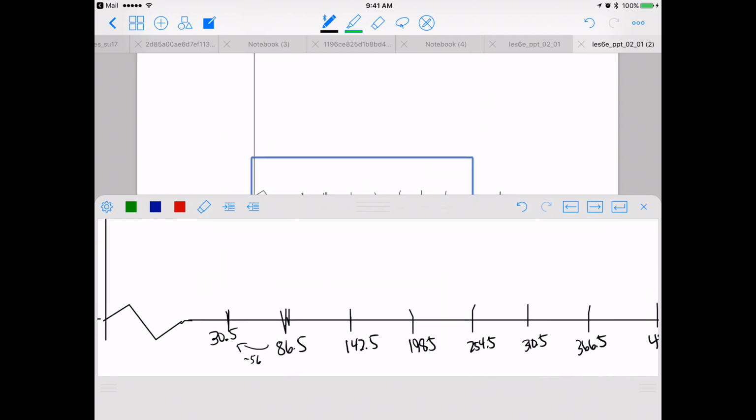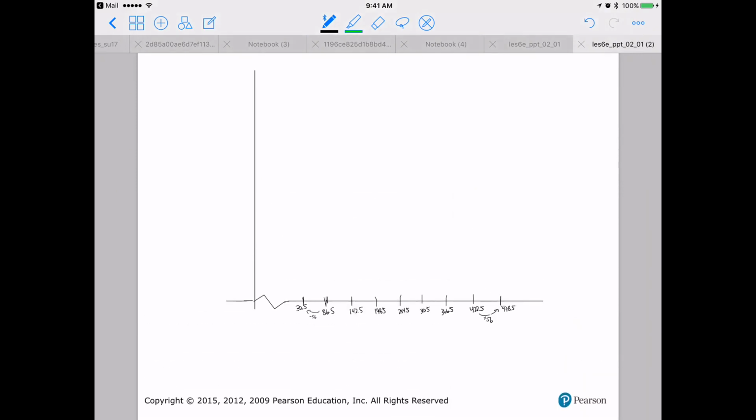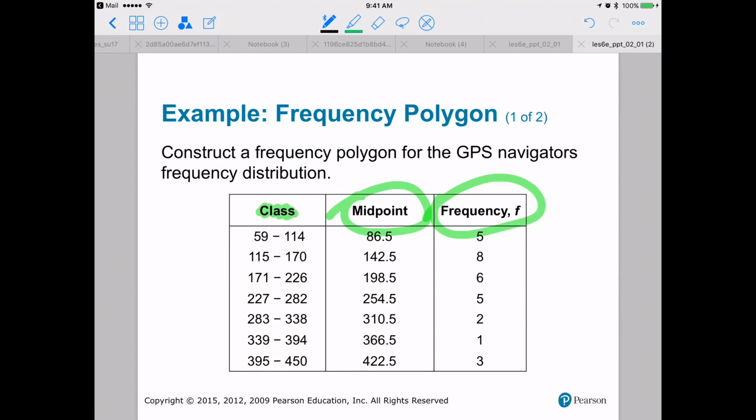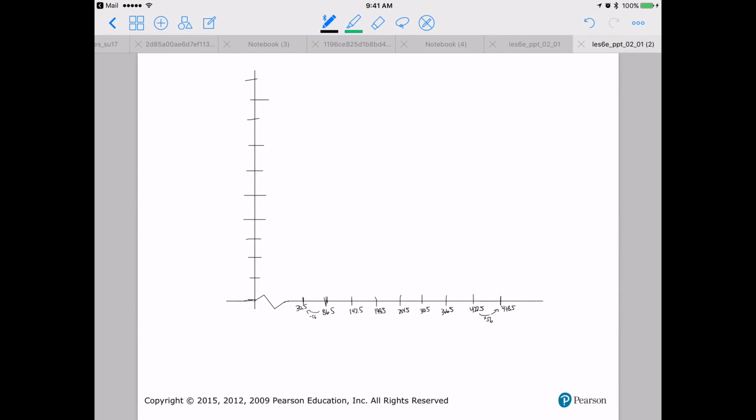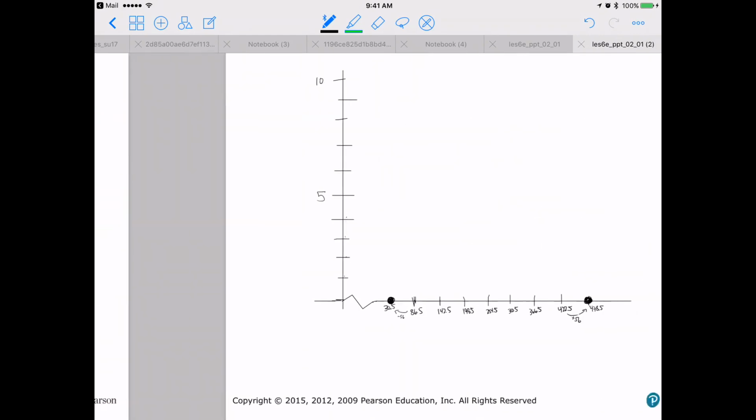Okay. Now I'm ready to put in my vertical axis. So this is going to be 0, 1, 2, 3, 4, 5, 6, 7, 8, 9, 10. And I'm doing that because, look, my highest frequency is 8 and my lowest frequency is 1. So if I go from 0 to 10, I should be good. Now, these small endpoints, I'm going to make that a 0. The left and the right endpoints are always going to be 0. Now just plug in my frequencies.